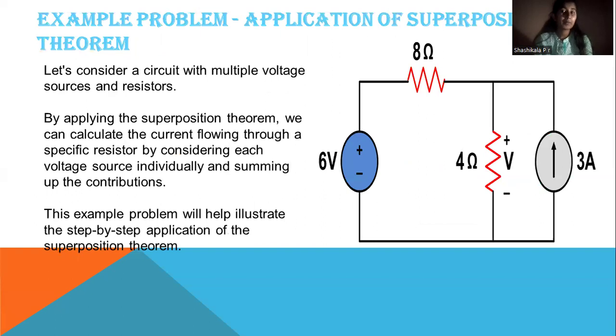Now, let us see one example problem based on the application of superposition theorem. Let us consider a circuit with multiple voltage sources and resistors as shown in the circuit. By applying the superposition theorem, we can calculate the current flowing through a specific resistor by considering each voltage source and summing up the contributions. While considering one voltage source, the other sources will be set to 0. This example problem will help us illustrate the step-by-step application of the superposition theorem.